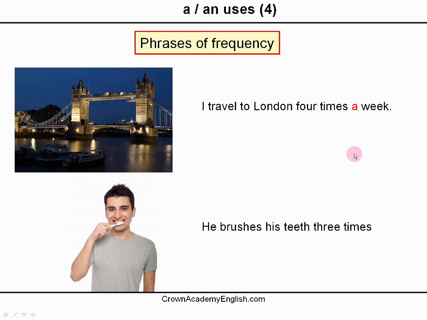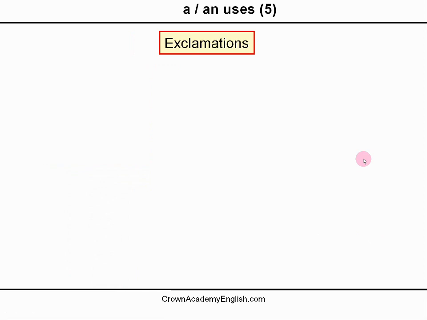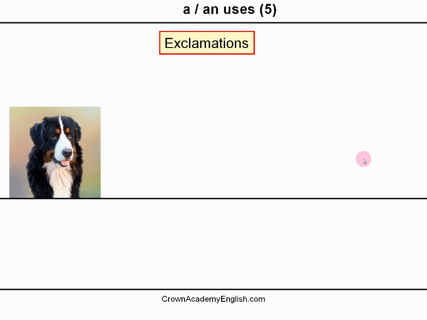He brushes his teeth 3 times a day. The indefinite article. And use 5, exclamations. So an exclamation is when we are showing some surprise or there is some emotion there. An example: what a beautiful dog.